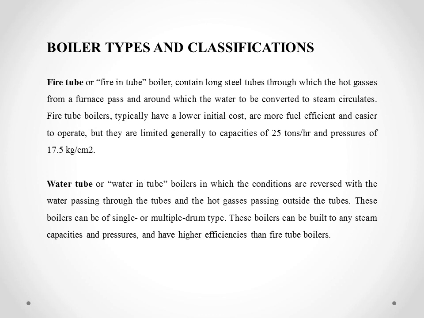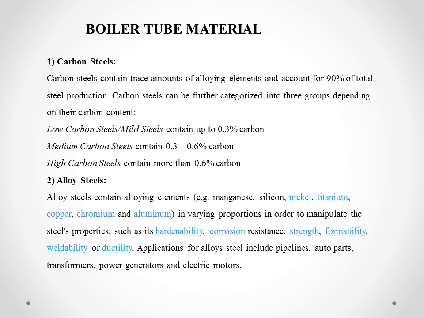Water tube or water in tube boilers, in which the conditions are reversed, with the water passing through the tubes and hot gases passing outside the tubes. These boilers can be of single or multiple drum type. These boilers can be built to any steam capacities and pressures and have much higher efficiencies than fire tube boilers.